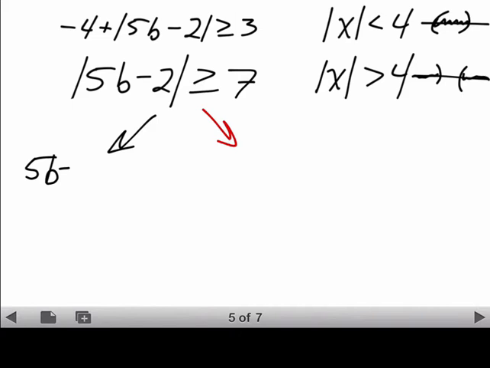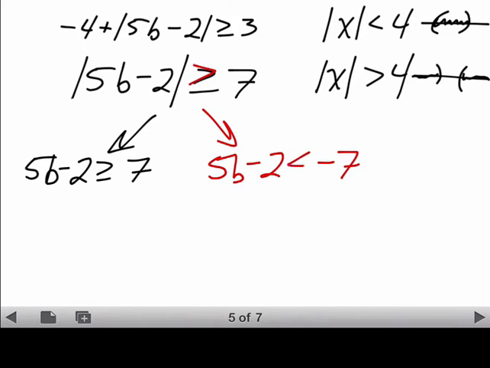For one of them, we drop the absolute value symbols and everything else stays the same. 5b minus 2 is greater than or equal to 7. For the other one, we drop the absolute value symbols. We use the negative of what's on the right-hand side. And when I do that, the inequality symbol reverses, so I have 5b minus 2 is less than or equal to negative 7. In each case, I'm going to add 2 to both sides.